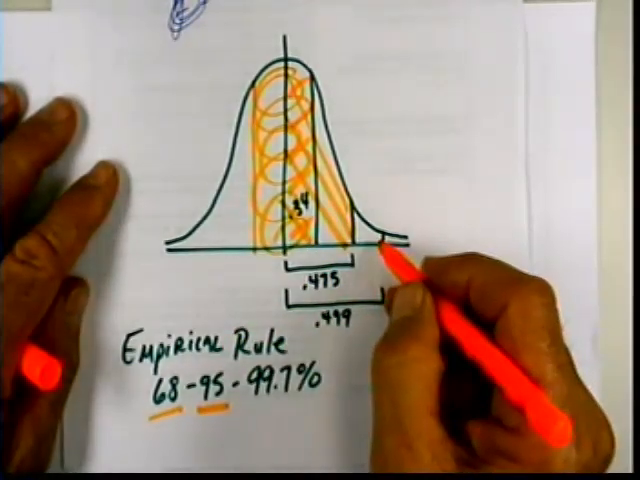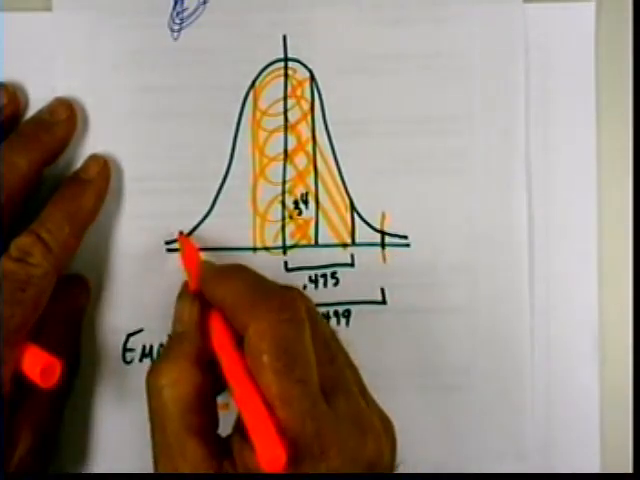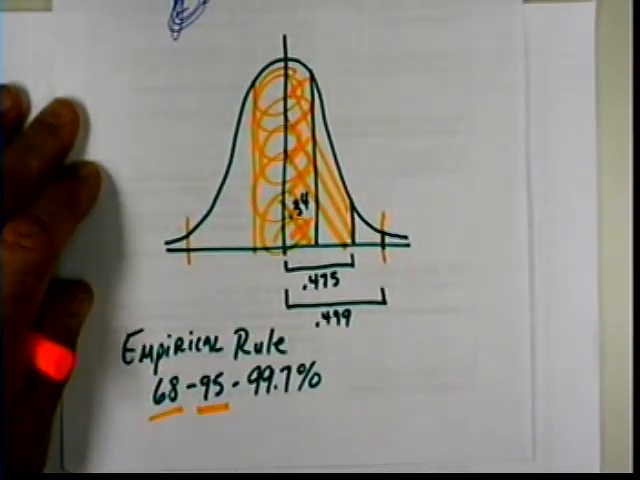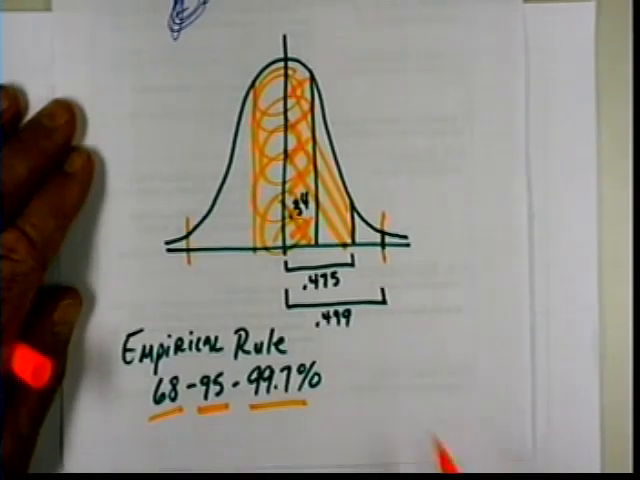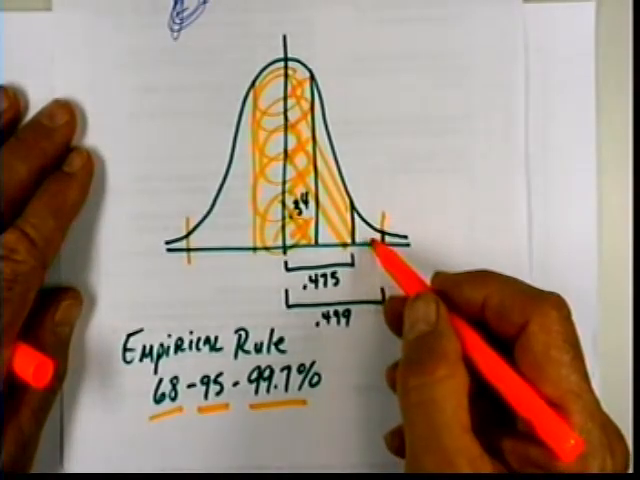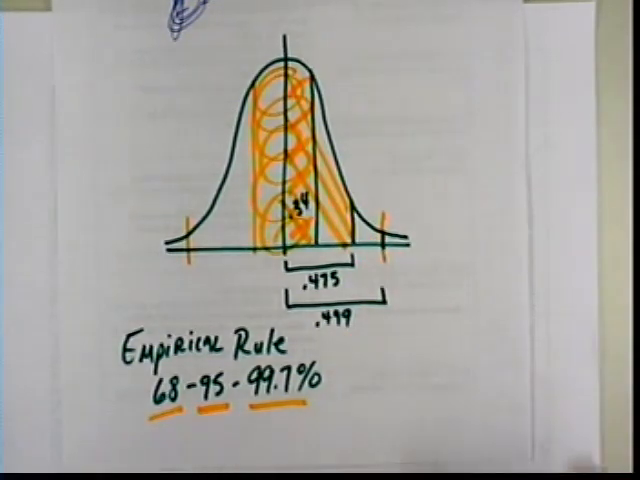And then if you go out to 3 standard deviations, which goes from here all the way over 3 standard deviations on the other side, you're going to get 99.7, or it's 0.4985, I guess. I've got 0.499, but that's 3 standard deviations out. And this is the empirical rule. It's a very important rule. You'll see this over and over and over again.